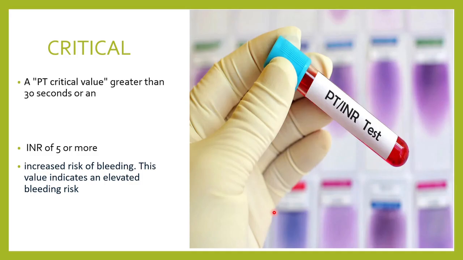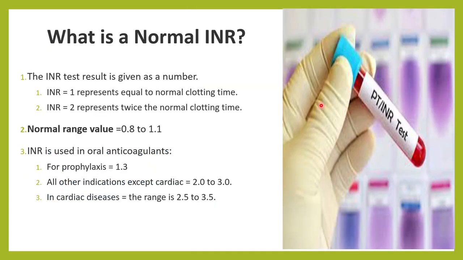Similarly, a PT of more than 30 seconds is very critical. The patient might bleed. So this has to be informed to the clinician and the patient has to be attended immediately. INR, the normal range would be 0.8 to 1.1. When I say INR is equal to 1, that represents normal clotting time. INR equal to 2 means it represents twice the normal clotting time. INR equal to 5 means it represents 5 times the normal clotting time.